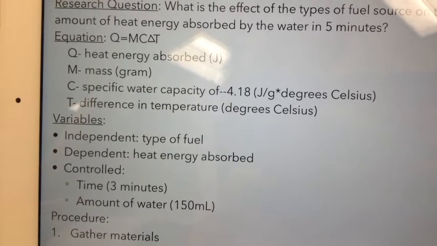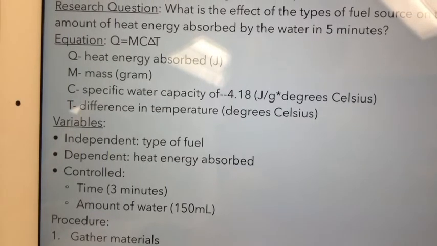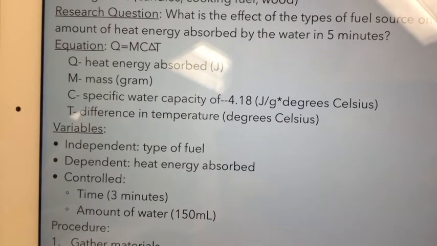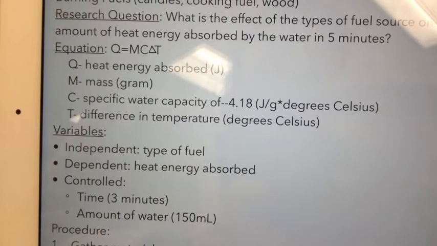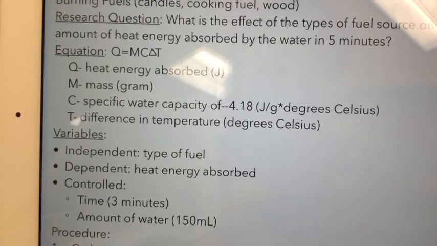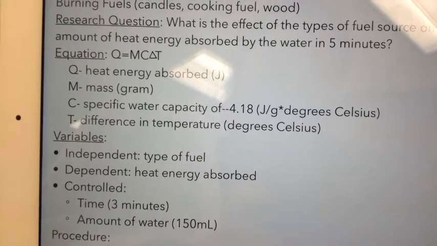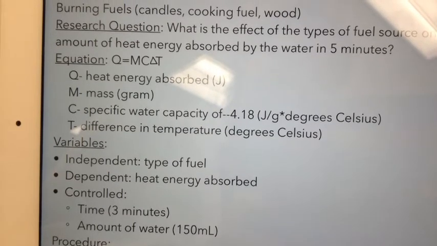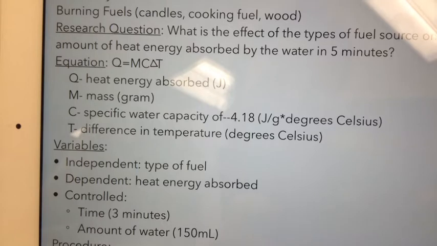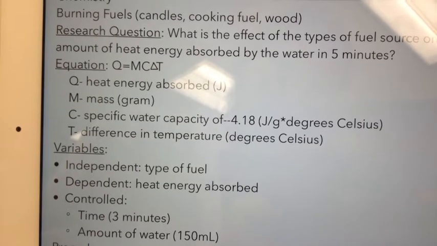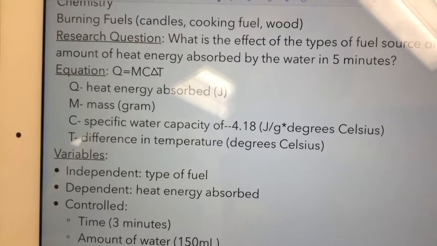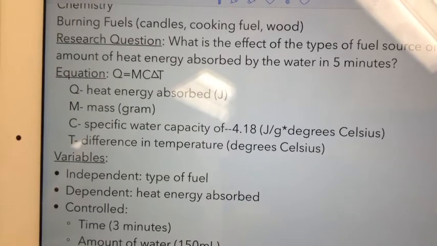The three different fuels used in this experiment were candles, cooking fuel, and wood, or fire starter. So the goal was to find which of these released the highest amount of temperature. And we did this by lighting each fuel and holding water over the fire. The temperature of the water was then measured. The equation used was mass of the water times the specific heat capacity times the temperature change in 3 minutes.